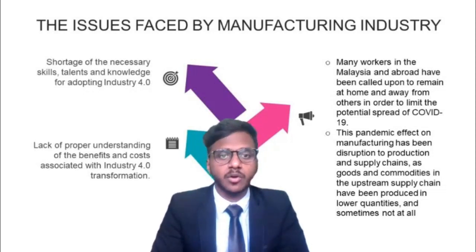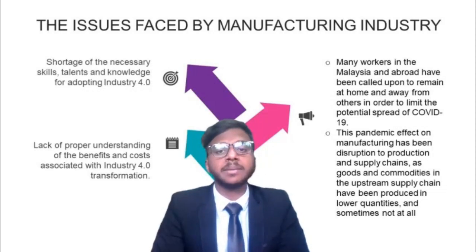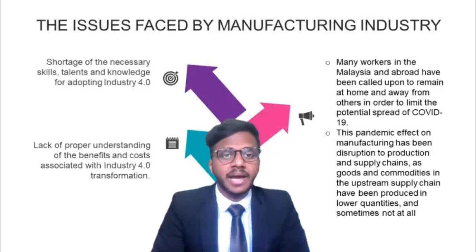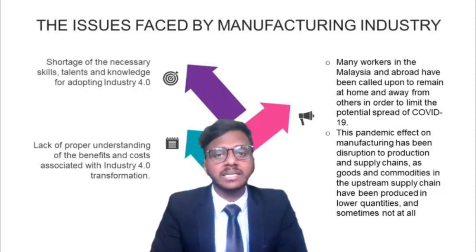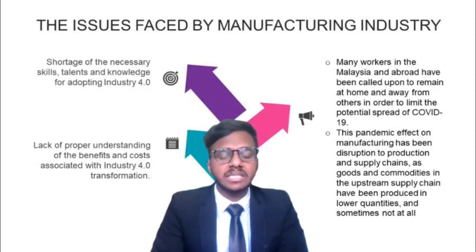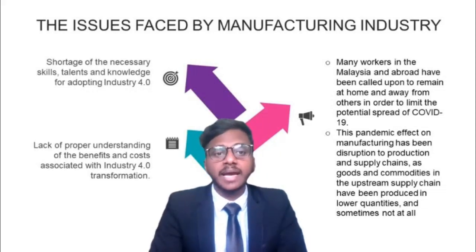Lack of awareness of the need for and the impact of Industry 4.0 technologies, especially among SME, thus reducing the chances of exploring opportunity and the disruption of business models. Shortage of the necessary skills, talent, and knowledge for adopting Industry 4.0, especially in areas like manufacturing, IoT, robotics, cybersecurity, and many others.